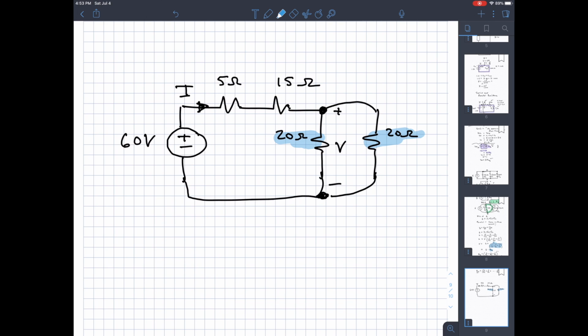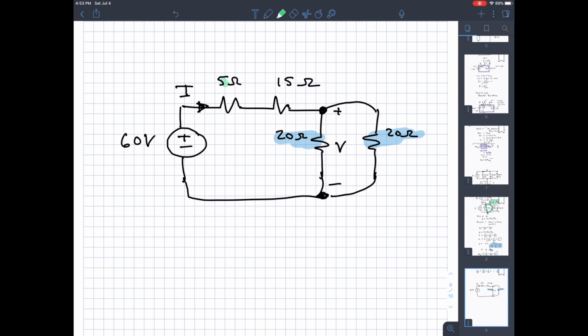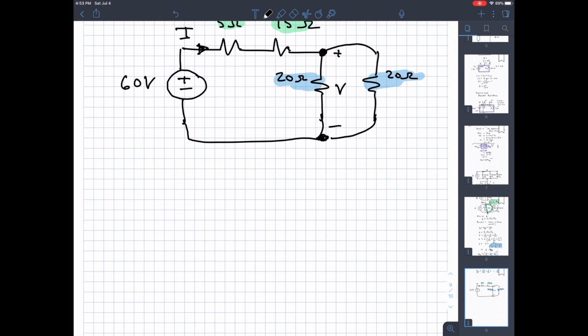And I'm also thinking this current I is the same current flowing through both the 5 ohm resistor and the 15 ohm resistor. So I'm going to highlight those in green. These two have the same current flowing through them, so those are in series. So let's take this in steps. Let's redraw the circuit.